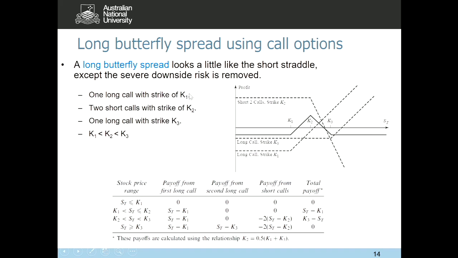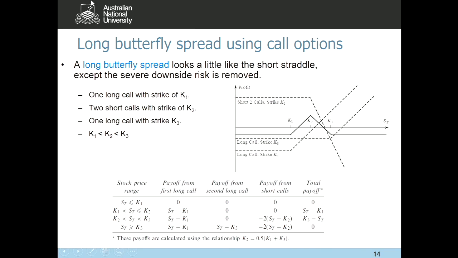It's kind of similar to the short butterfly. It's just the opposite. So first of all, we're going to long a call option with the lower strike price, K1. And then we're going to long a second call option with the higher strike price, K3. And then we're going to short two call options with strike price of K2. And K2 has to satisfy the relationship K1 plus K3 divided by 2. That gives us the K2. So in other words, K2 has to be right in the middle between K1 and K3.